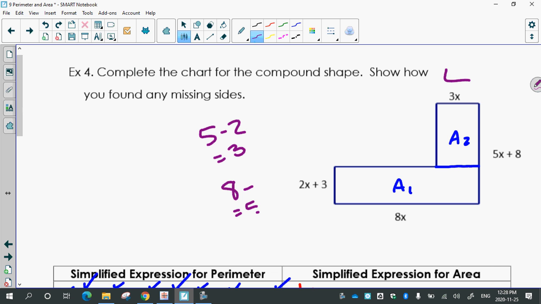Okay, here's my second rectangle. If you followed the way I did it, I know the length is 3x, but what's my width? I erased it. Does anyone have it still written down, or do they want to tell me how they got it? It's 3x plus 3x plus 5. Okay, excellent. So 5x minus 2x gives you the 3x. 8 minus 3 gives you the 5. So that's my width.